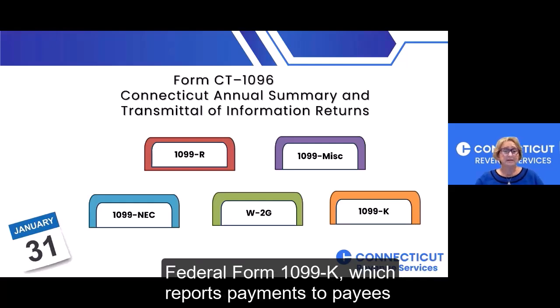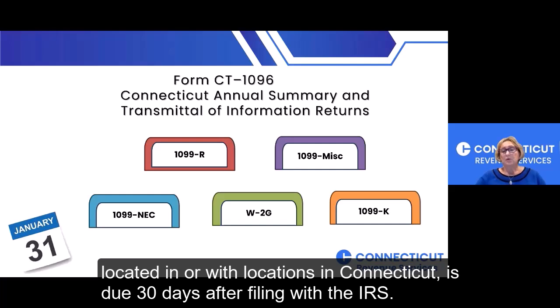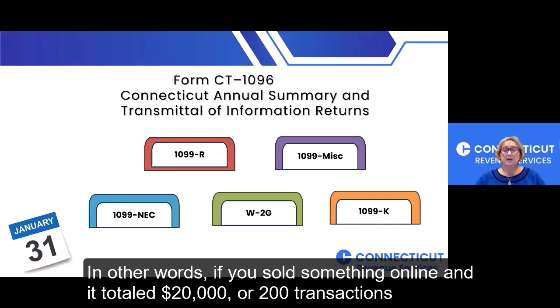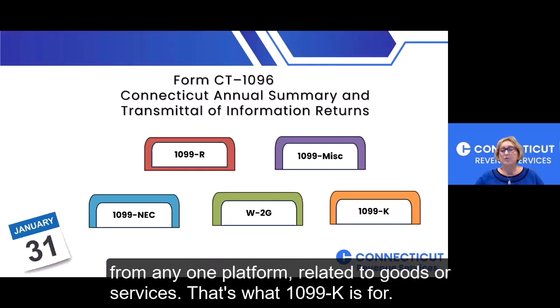Federal Form 1099-K, which reports payments to payees located in or with locations in Connecticut, is due 30 days after filing with the IRS. Payments to online platforms, apps, or payment card processors. Third-party transactions, in other words. If you sold something online and it totaled $20,000 or 200 transactions from any one platform related to goods or services, that's what 1099-K is for.